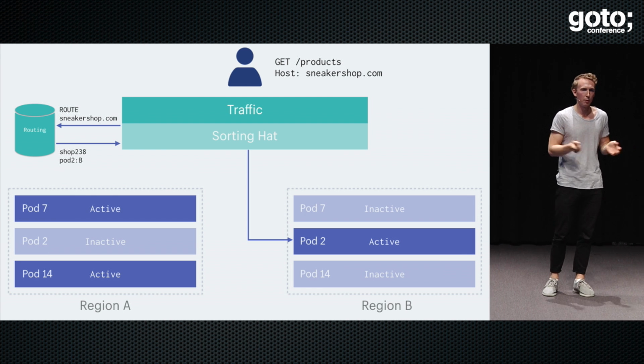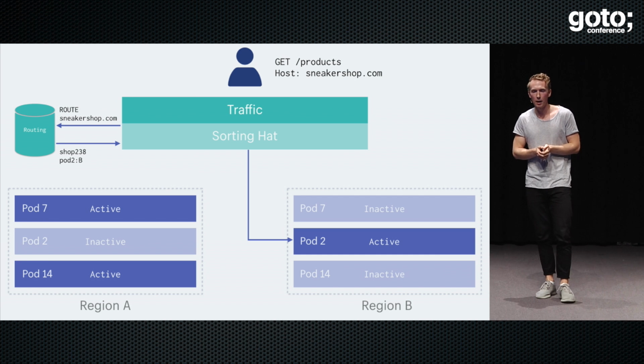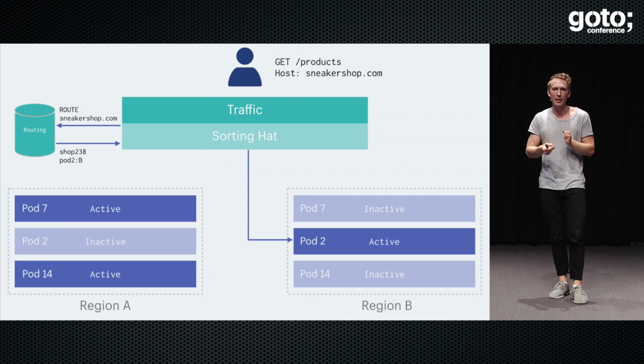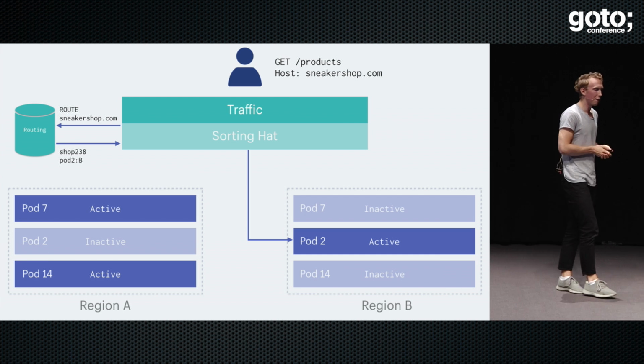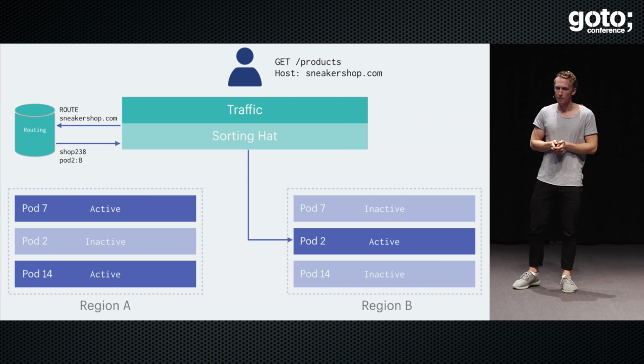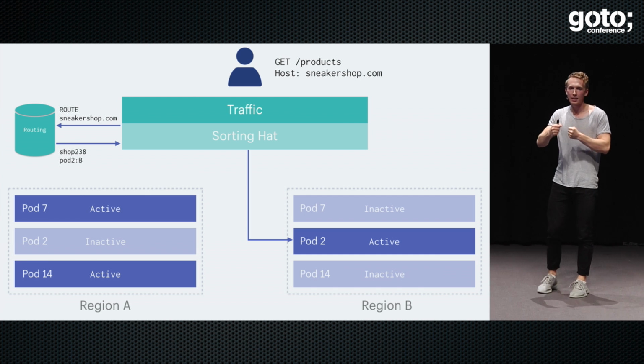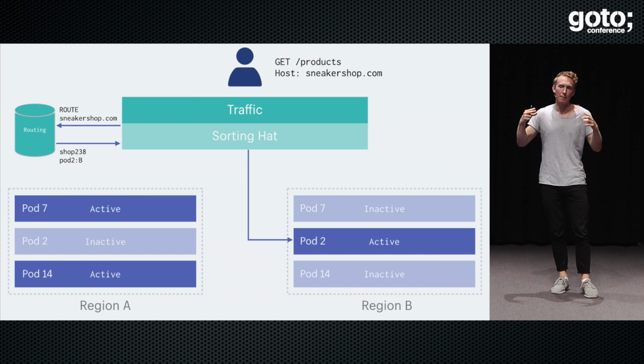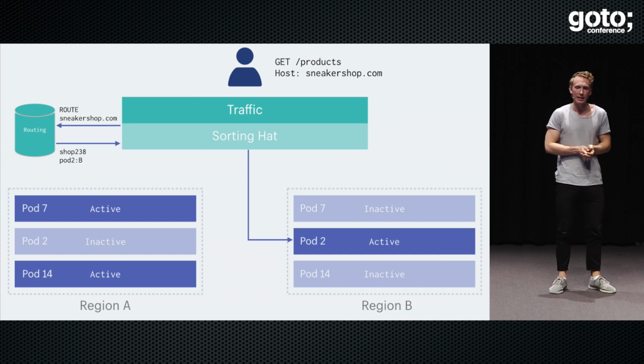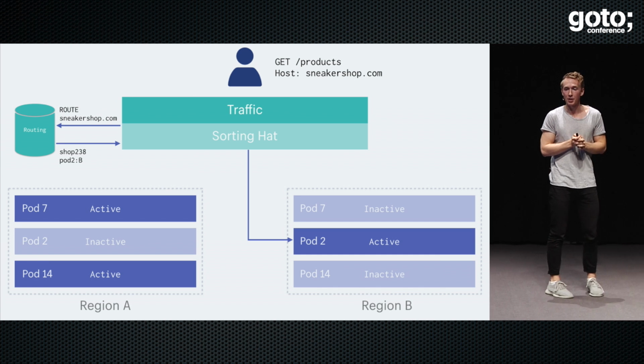So Sorting Hat then routes the traffic there. This is very simple. It's, I think, a couple of hundred lines of Lua, querying this data store and doing this thousands and thousands of times a second. This is what ties this whole podding architecture together and makes the traffic layer marry the data and application layer.